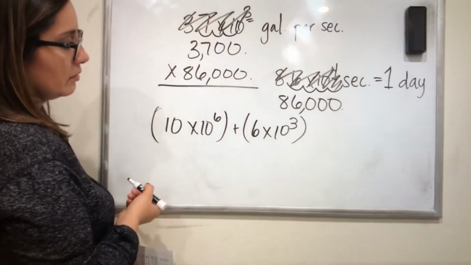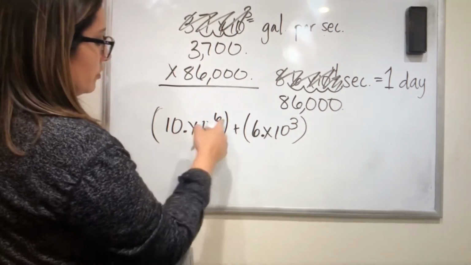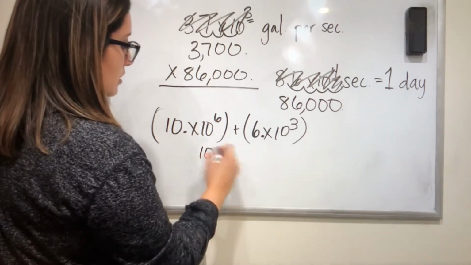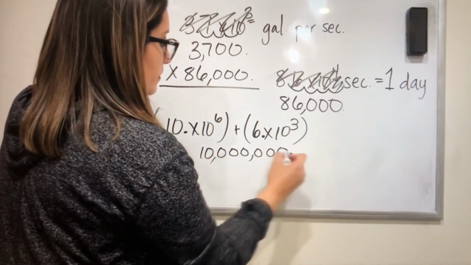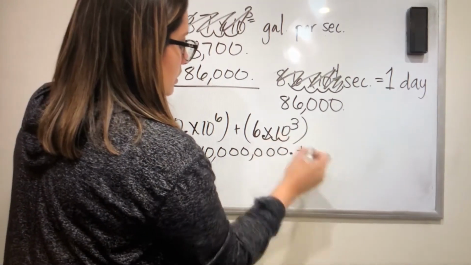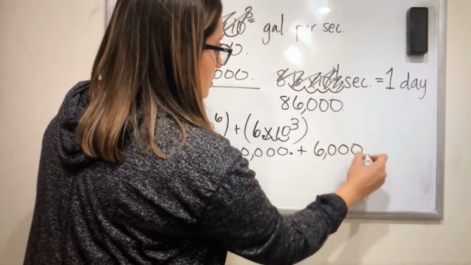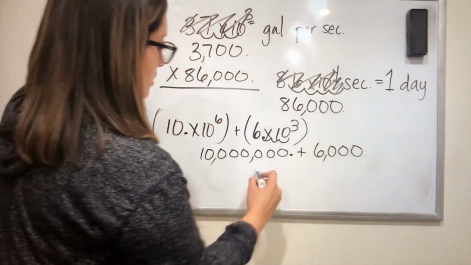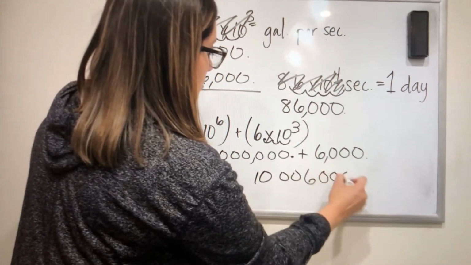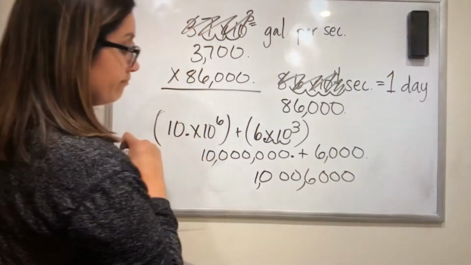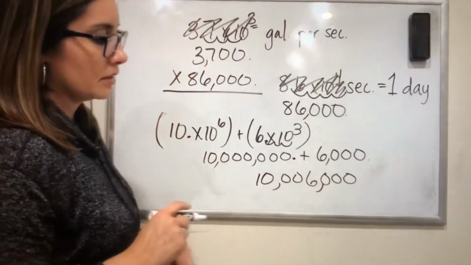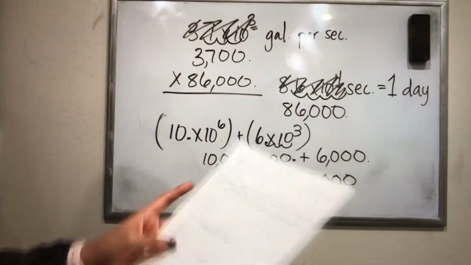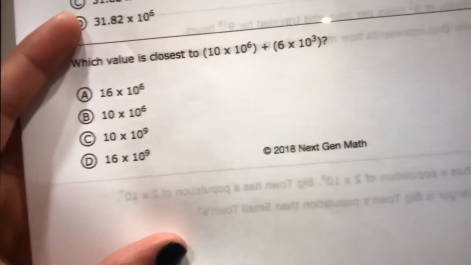So these numbers aren't given with a decimal, so we can just put 1 at the end. Moving it 6 times adds 6 more zeros, so that's 10. And 1, 2, 3, 1, 2, 3. Plus 1, 2, 3, 6 with 3 zeros. And this is going to give us 10,006,000. Our answers, again, are all in scientific notation, and they're either 16s or 10s.